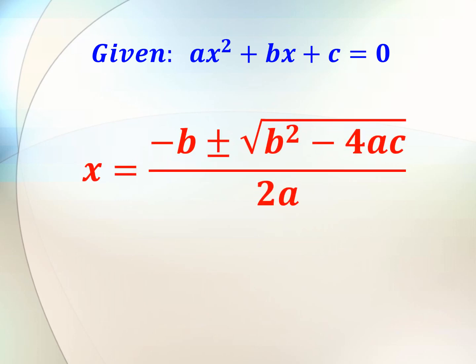Here's the formula. X equals negative b plus or minus the square root of b squared minus 4ac all over 2a. And you will see that we're going to use the values from the standard form equation up above for our values for a, b, and c.